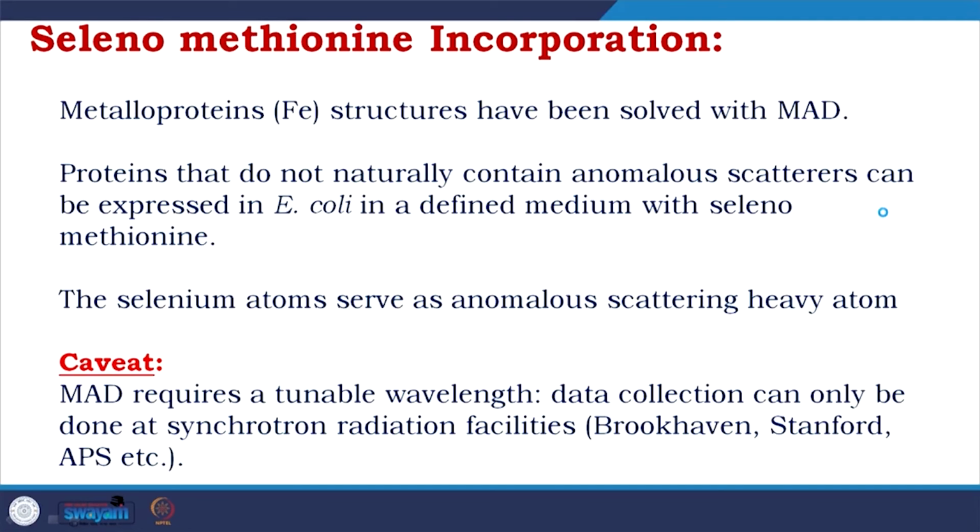So, if you remember when I was talking about X-ray sources, I talked about two types of sources. One is the synchrotrons, which are limited and present in advanced or developed countries. Like in India, we do not have a synchrotron source to collect X-ray data for protein. We are working using our home sources, and you cannot do this type of experiment using home sources.